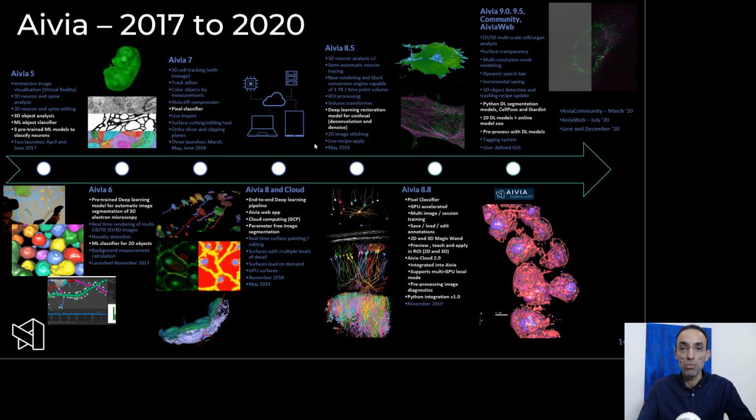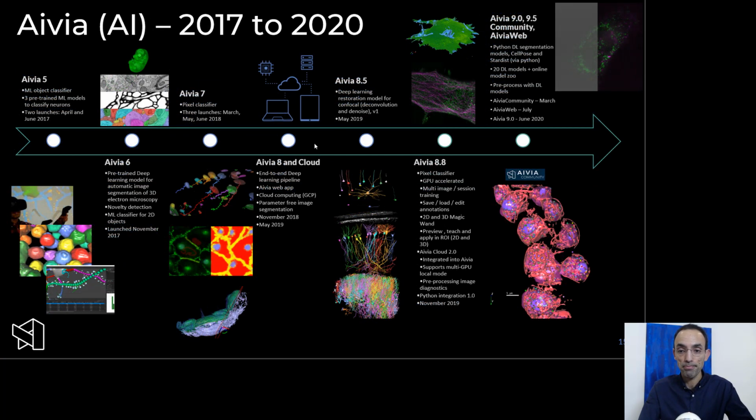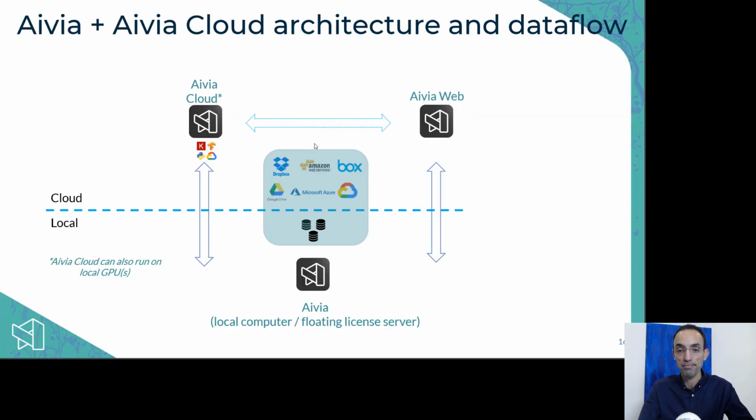So if you're a core facility and you do electron microscopy as well as light microscopy, then Aivia can be used for both. And this slide just summarizes everything that is AI related that we've added over the years in the Aivia platform. So what does the architecture look like? How do we set things up to do the work within Aivia?